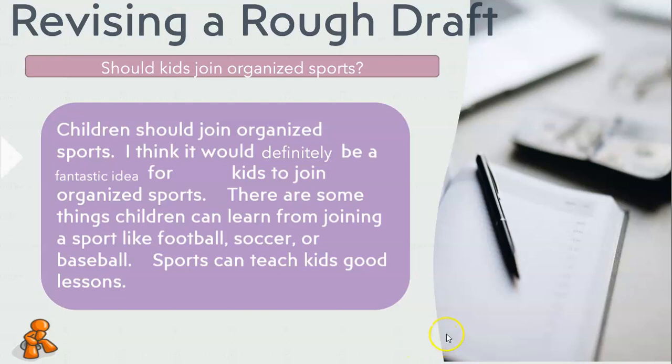I'm going to move on to the rest of my paragraph here. Again, I see the word some. I'm not really liking that. And down here at the last sentence, good again. Well, there are some things children can learn from joining a sport like football, soccer, or baseball. Well, I think there's not just some things. I think there are numerous things, numerous being a synonym for many. There are numerous things children can learn from joining a sport. Sport can teach kids good lessons. Well, good is good, but important is better because I do believe sports can teach kids important lessons.